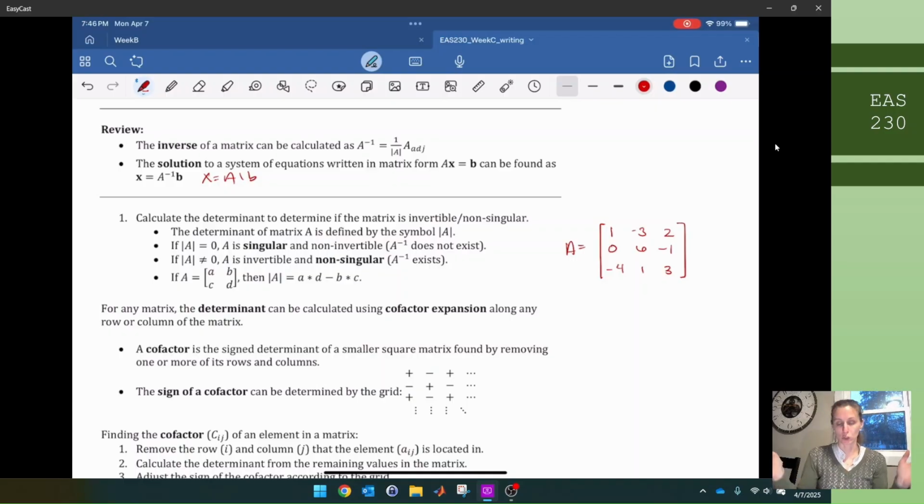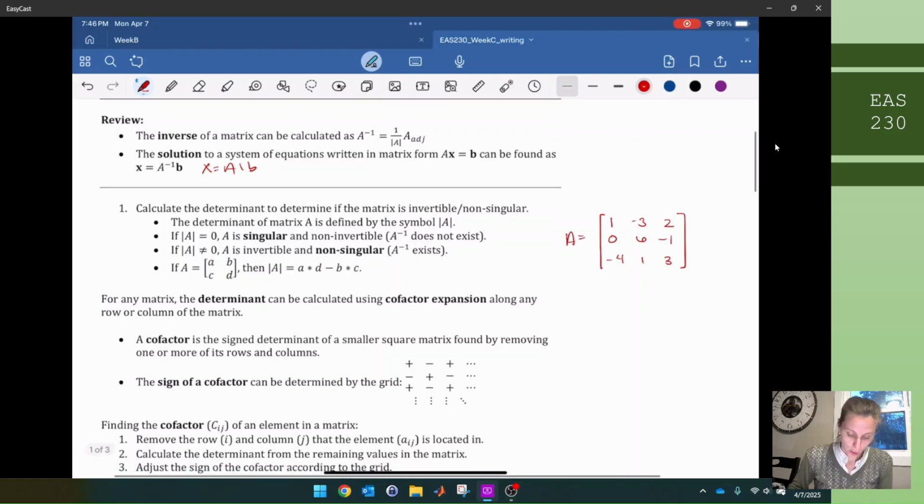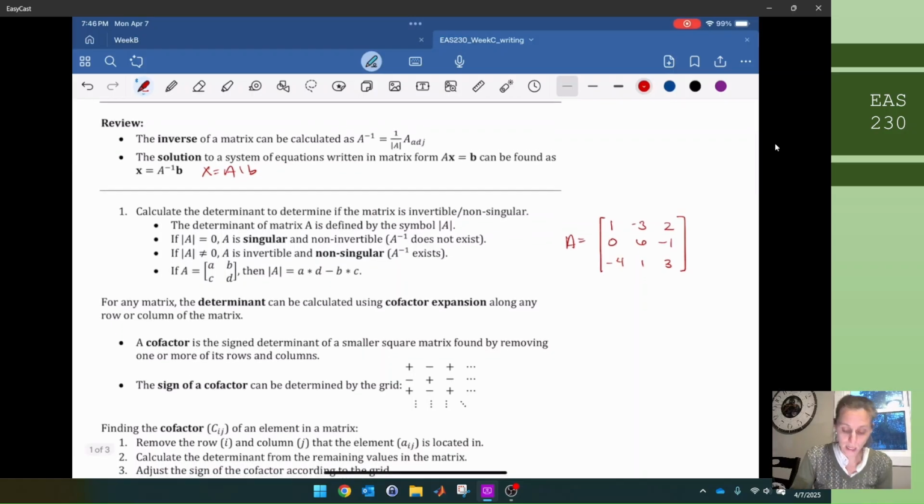So we know how to do this for a 2 by 2. So now we're going to make this more expansive for any size matrix. So in order to calculate the inverse of a matrix, we need to go ahead and find the determinant. We need to find this piece right here.